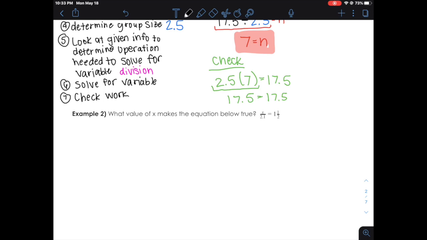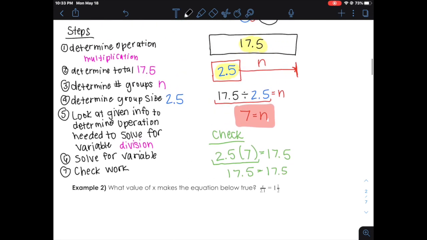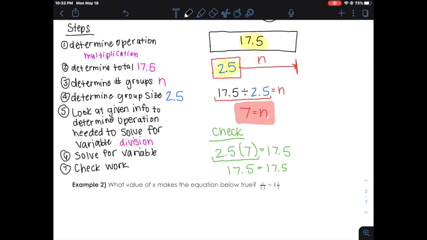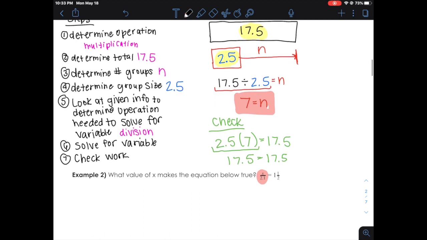Okay, it says what value of x makes the equation below true? We have x divided by 2.1 equals 1.5. So if we're following our steps over here, the first step is to determine operation. Okay, we have a fraction. So we have a variable being divided by a number right here. Okay, so that means we have a division problem.